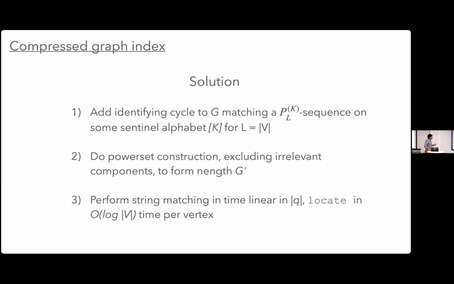Now we can perform string matching in time linear in Q, the size of the query string, but also locate queries, basically identifying the terminal vertices of matching walks in the graph, in O of log V time per vertex, because we're using a PKL sequence, so that identifying tag is going to be of length log V.